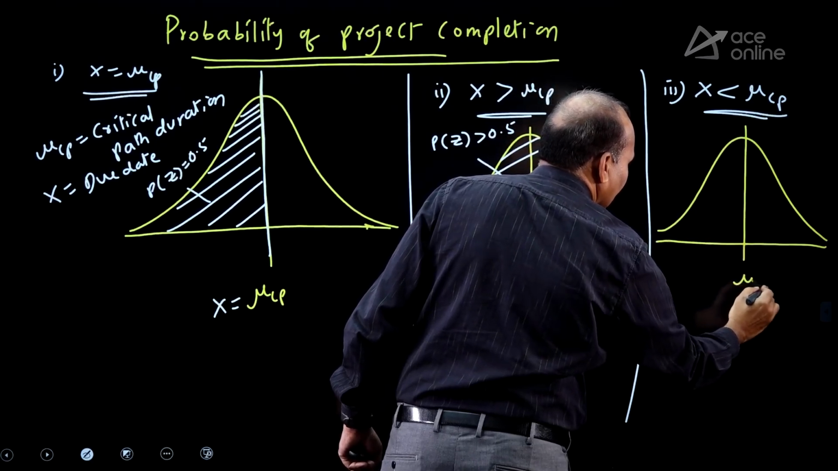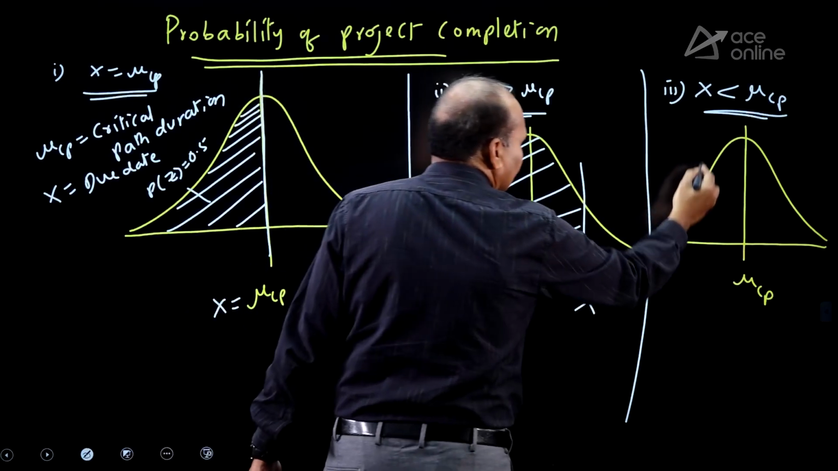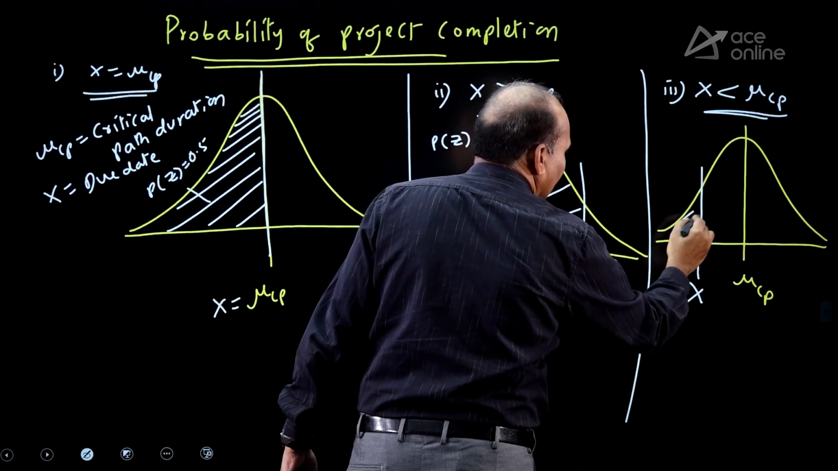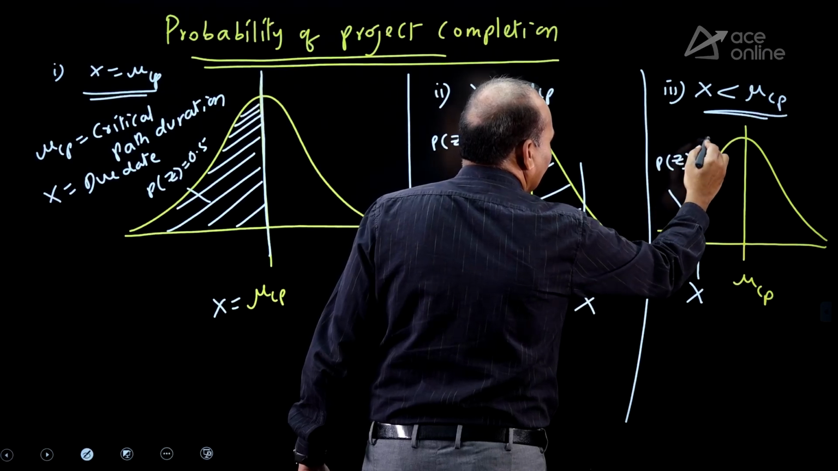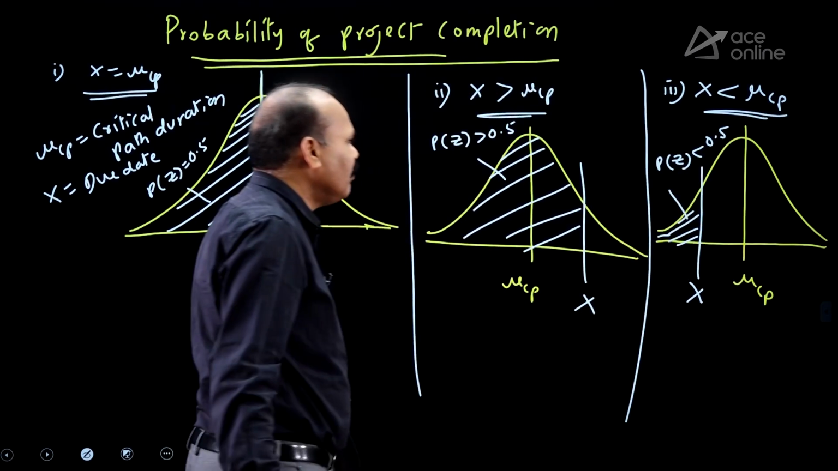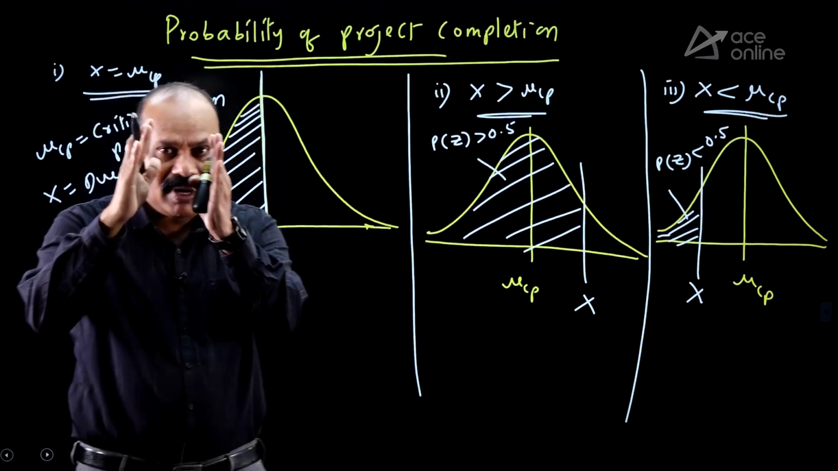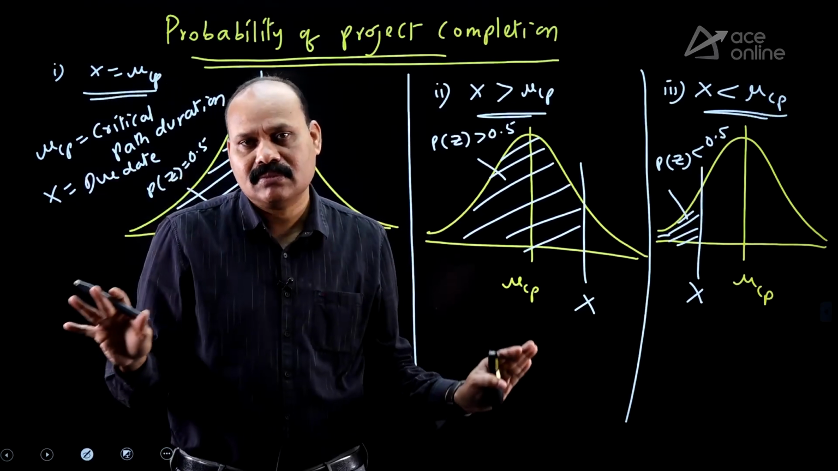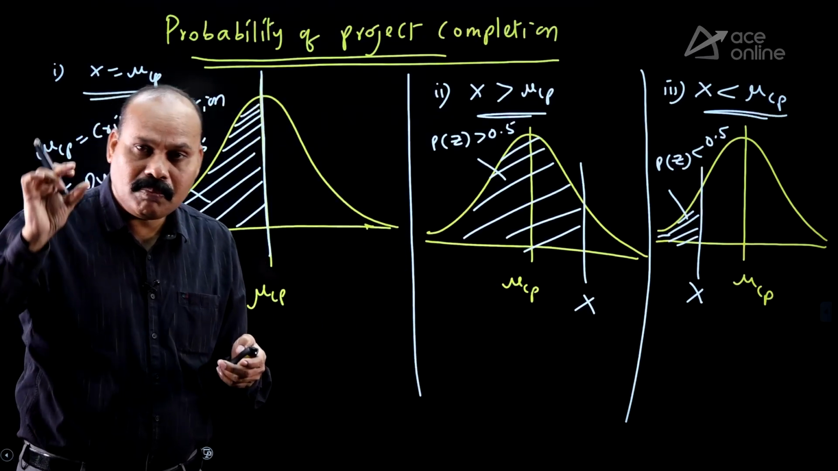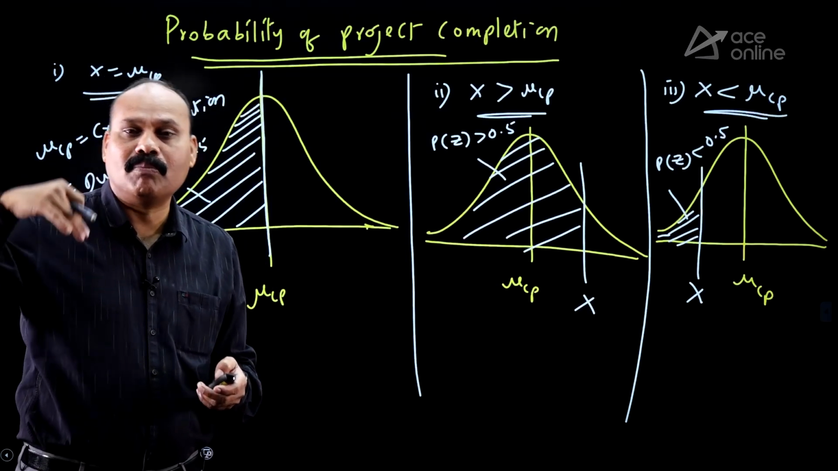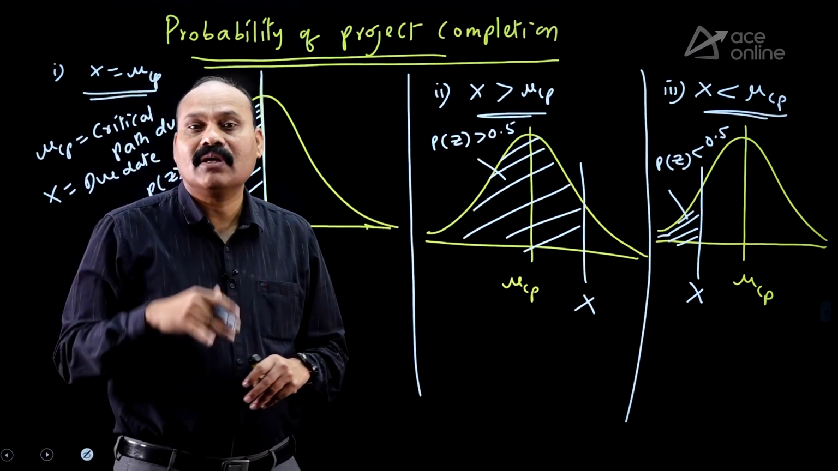This is mu Cp, x on the left side. What is the probability of completion? This is less than 50%. Am I right? Less than 50%. So for the probability calculation, the critical path will be the reference. Either it is above or below, check it out. The given value is either matching with the critical path, or more than the critical path, or less than the critical path. Based upon that, get the values.